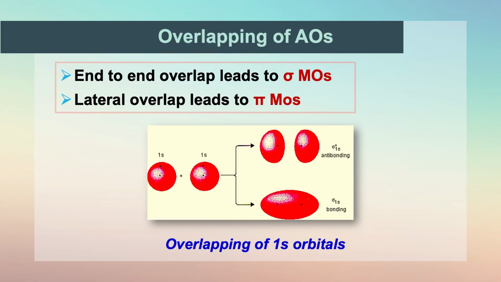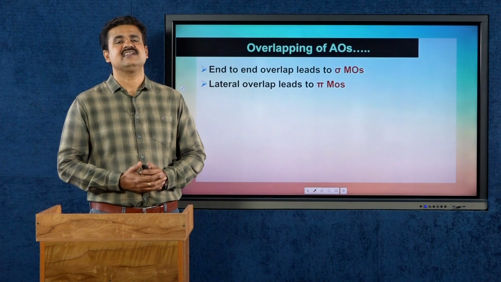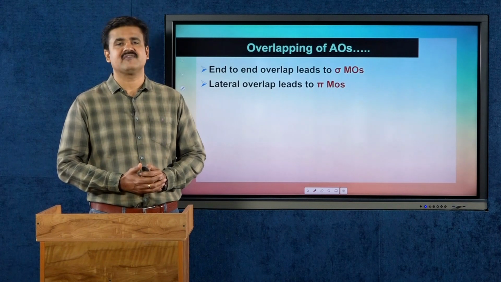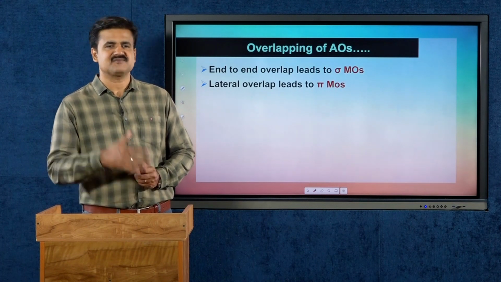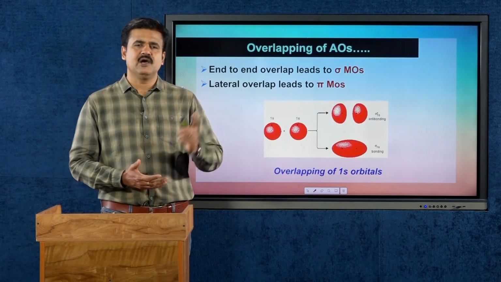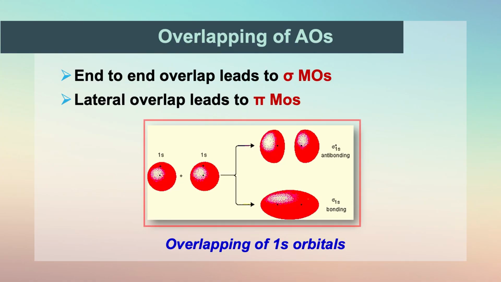Now, end-to-end overlap leads to sigma molecular orbitals. Lateral overlap leads to pi molecular orbitals. Overlap may be of two types, and they are end-to-end overlap as well as lateral overlap, out of which end-to-end or head-on overlap leads to the formation of sigma molecular orbitals, whereas lateral overlap enables the formation of pi molecular orbitals. Now, this is the representation of 1s orbital overlap. Two 1s orbitals overlap together in an end-to-end fashion to produce sigma 1s bonding molecular orbital and the sigma star 1s antibonding molecular orbital.